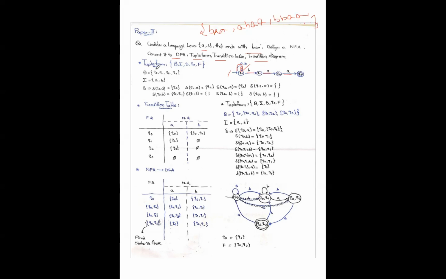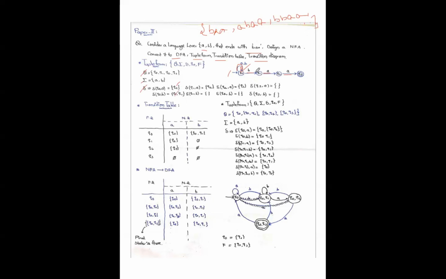Now, find out the tuple form. Q is the total number of states. Here we have a total of 4 states. Then sigma, the input symbols, are A and B. Transition function: Q naught on input symbol A has a path on Q naught, so that is Q naught. Q naught on input symbol B has a path on the same state as well as one more path to the next state, so that is Q naught, Q1.